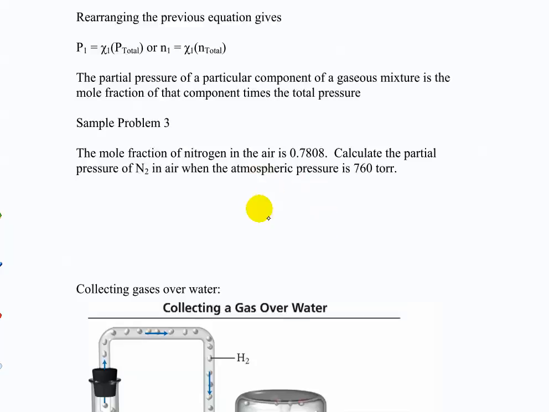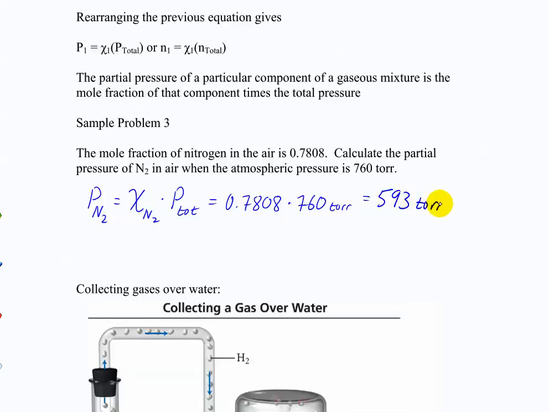All right. The mole fraction times the total pressure is the partial pressure. Well, partial pressure of nitrogen equals the mole fraction of nitrogen times the total pressure. And that's 0.7808 times 760 torr, or 1 atmosphere, however you want to do that. And that comes out to, I believe, 593 torr. Okay? Fairly straightforward.